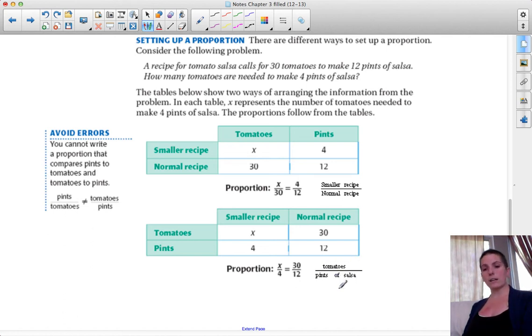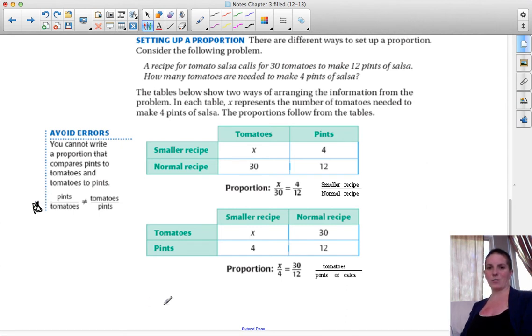Regardless of how you set it up, you need to make sure that you keep your two ratios the same. So whether you do small over normal or tomatoes over pints, your two ratios need to compare the same items. You couldn't compare tomatoes to pints in one ratio and pints to tomatoes in another. So be very, very careful, right?